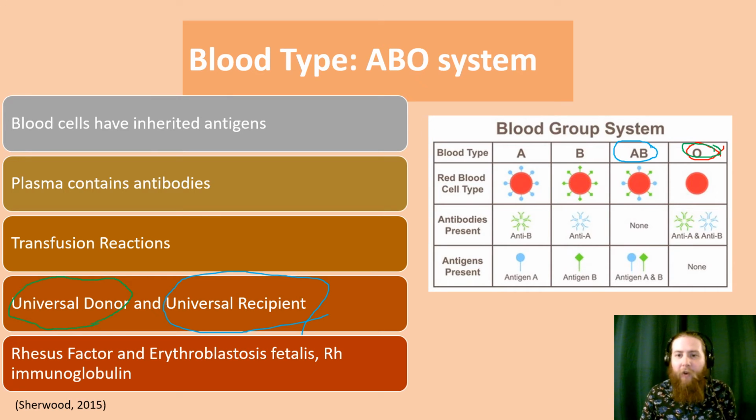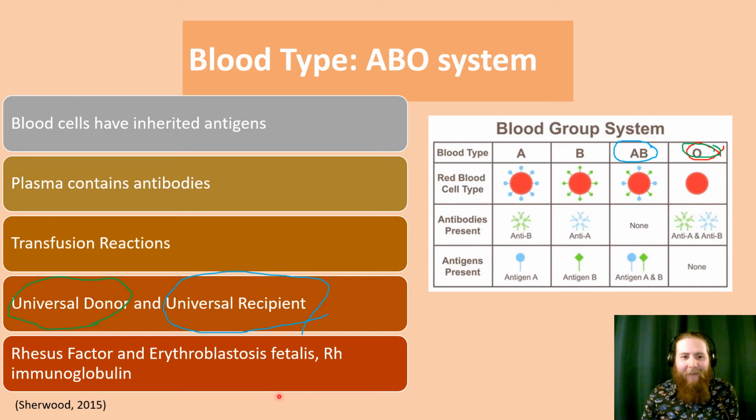Because AB has no antibodies, it's not going to react to any blood that gets transfused. Whereas type O, if it's not type O blood, if it's type A, type B, or type AB, it has these anti-A, anti-B antibodies, it will attack that, clot, and usually ends up being fatal for the patient. It's not great to have blood clotting inside of your body.